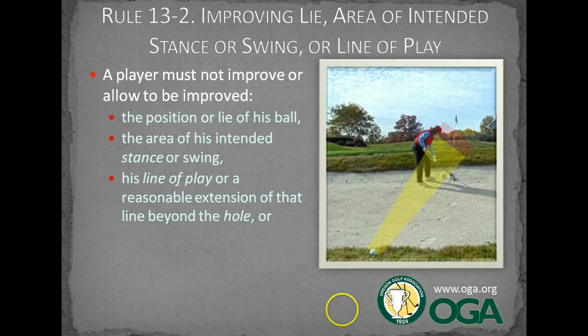The line of play comes from the ground, so it basically runs along the base of this bunker, and then it runs up the bank, and then it would be on the putting green up here, and it goes up forever. So not only can you not improve the ground or allow it to be improved, but you also can't improve things like tree branches and things like that if they're on your line of play.